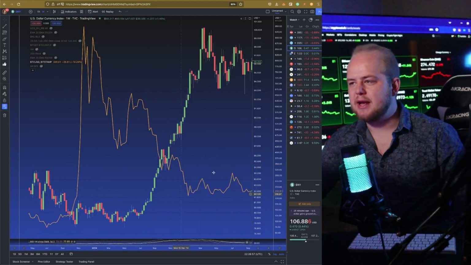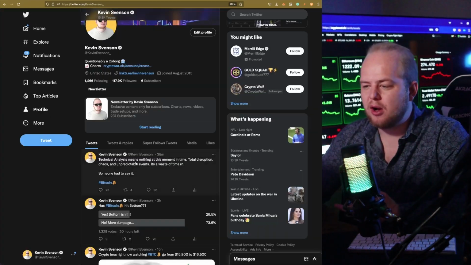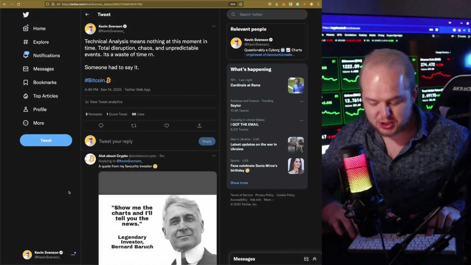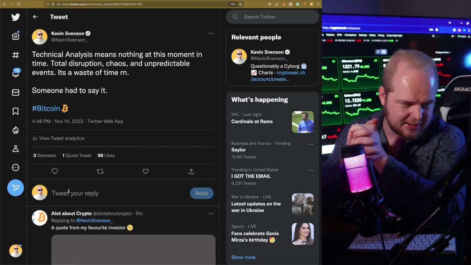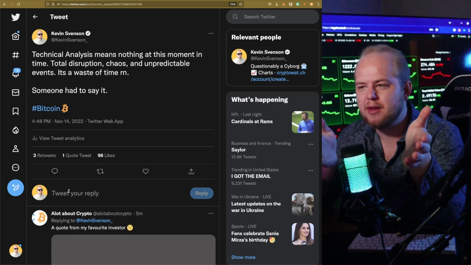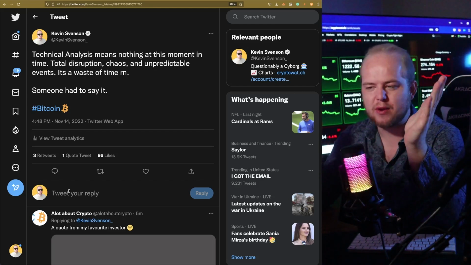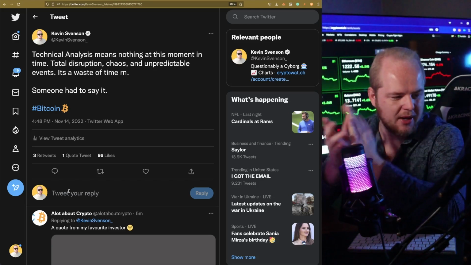Going back in time, once again, here's the chart. Check it out. This is pretty much what we're looking for right now. Now, me talking about charts right now is a little bit contradictory to what I said on Twitter today. I said technical analysis kind of means nothing at this moment in time. Total disruption, chaos, unpredictable events. TA is a waste of time at the moment. Someone had to say it. And it's kind of true.